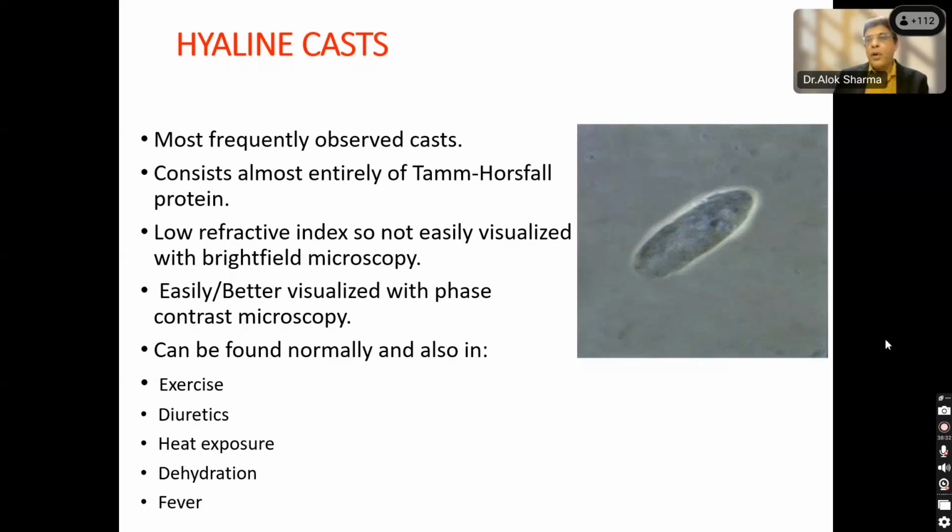And if you want to visualize them the best, of course, phase contrast microscopy is the best. As I told you, they can be normally seen, right? But there are certain conditions in which you find a high number of hyaline casts. If you see an abnormally high number, these are the clinical conditions where you should be guiding the clinician to. For example, exercise, use of diuretics. Sometimes with heat exposure and dehydration, you get a large number of these hyaline casts.